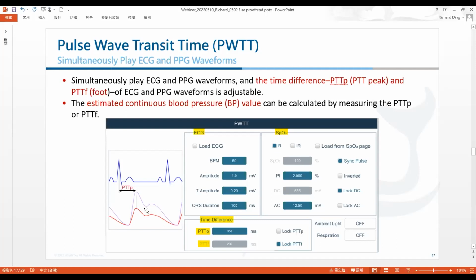And the PWTT currently has an application for estimated continuous blood pressure value measurement. Okay, so this is for the PWTT test here.